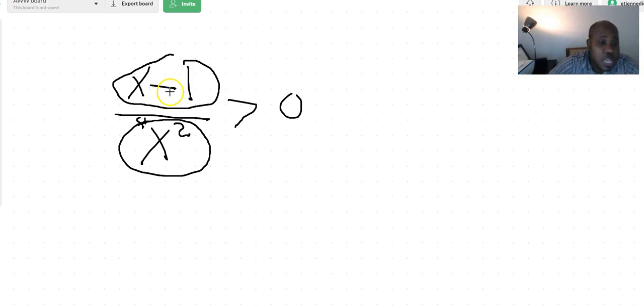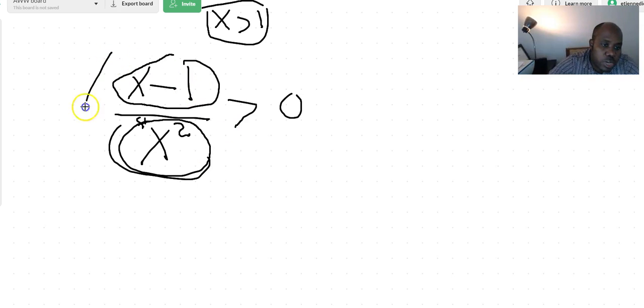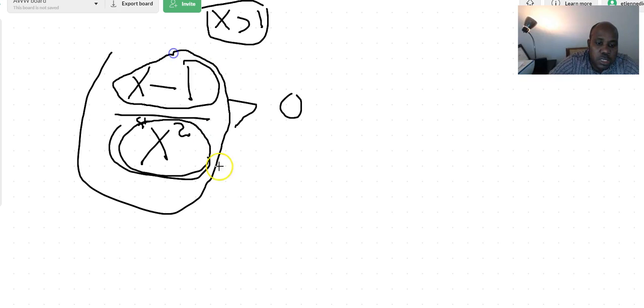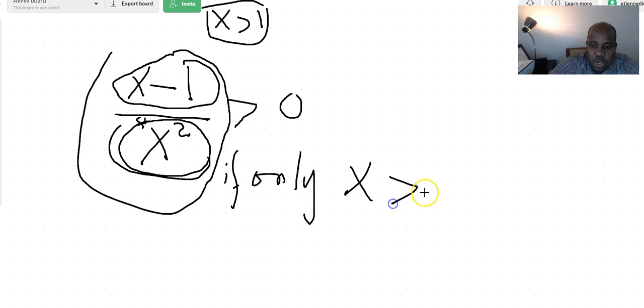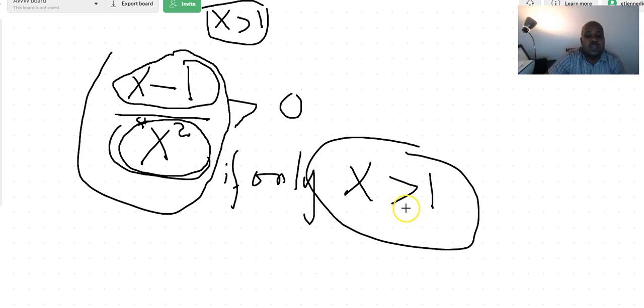Why? Because if it's less than 1, let's say I have minus 2, it's going to be minus 3, so the result is going to be negative. You understand what I mean? I know the denominator is always going to be positive, but the numerator depends on x being greater than 1. So the only way for this expression to always be greater than 0 is if x is greater than 1. Every time x is greater than 1, it is positive.